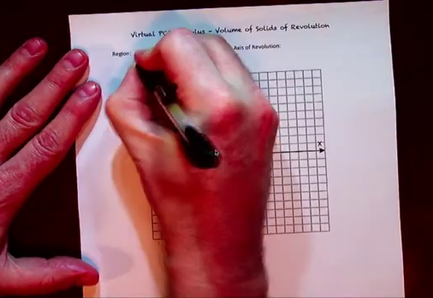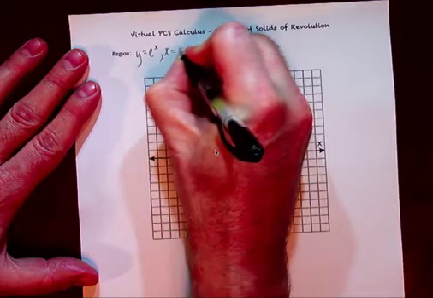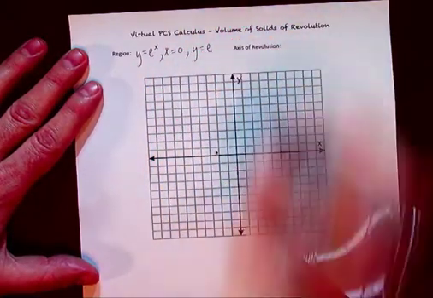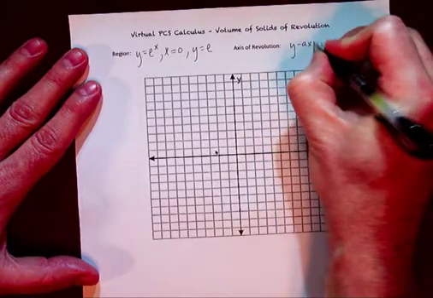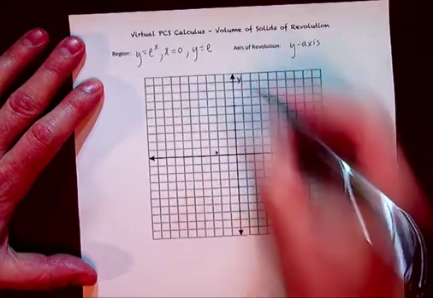So we have y is equal to e to the x. We have x is equal to 0. And y is equal to e. And we're going to go around the y-axis. Well, let's go ahead and set it up with the same sort of scaling that we had on the last one.